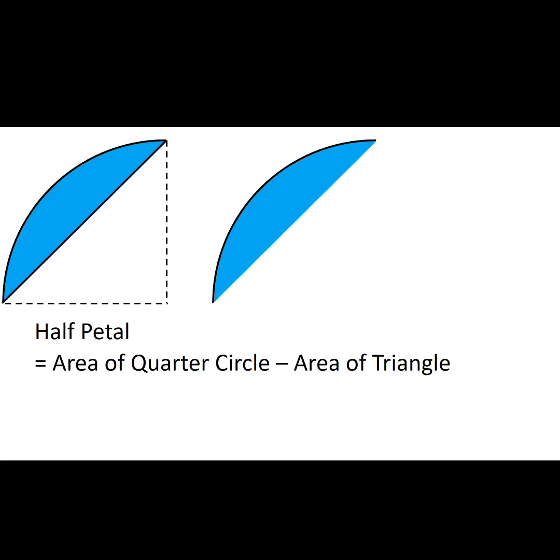Now the area of the quarter circle will be 1/4 times pi times radius times radius. How about the triangle? Now, in this triangle, we can see that the base and height of the right angled triangle is actually the radius. To find the area of this triangle is half multiplied by radius multiplied by radius. So therefore, this is our formula for finding the area of the half petal in this example.